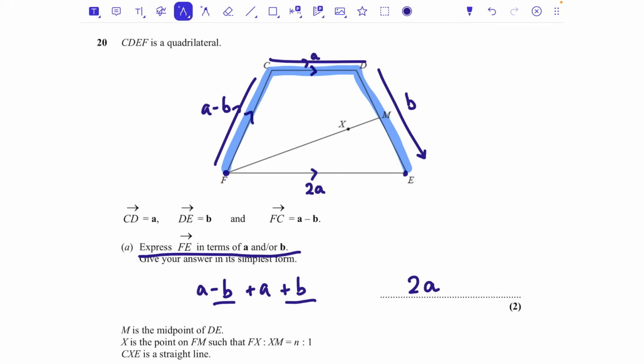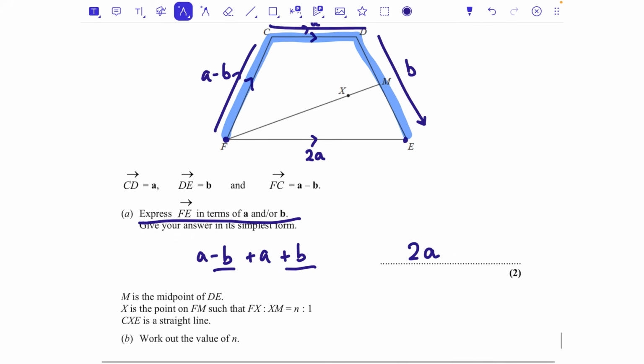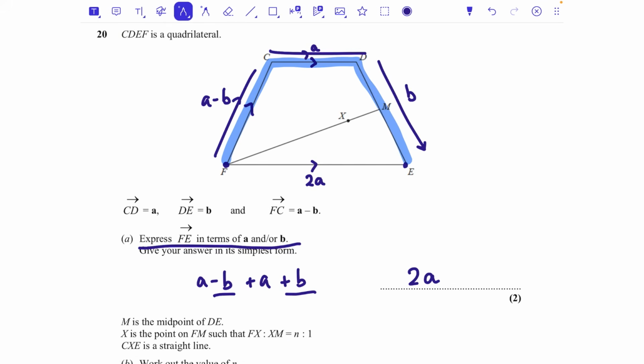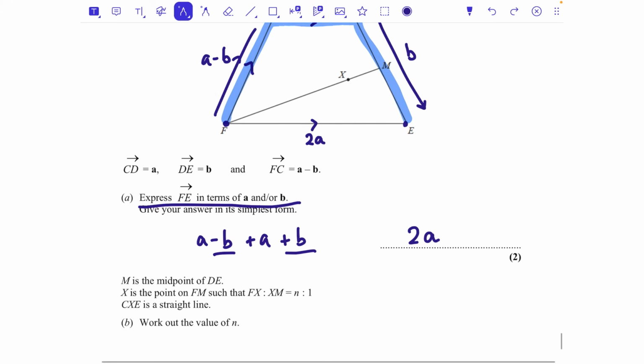Makes sense. It looked like it was parallel. You can't ever assume, but if it's a multiple, so like A and 2A, that's a multiple, therefore it's going in exactly the same direction. It's twice as long as well.